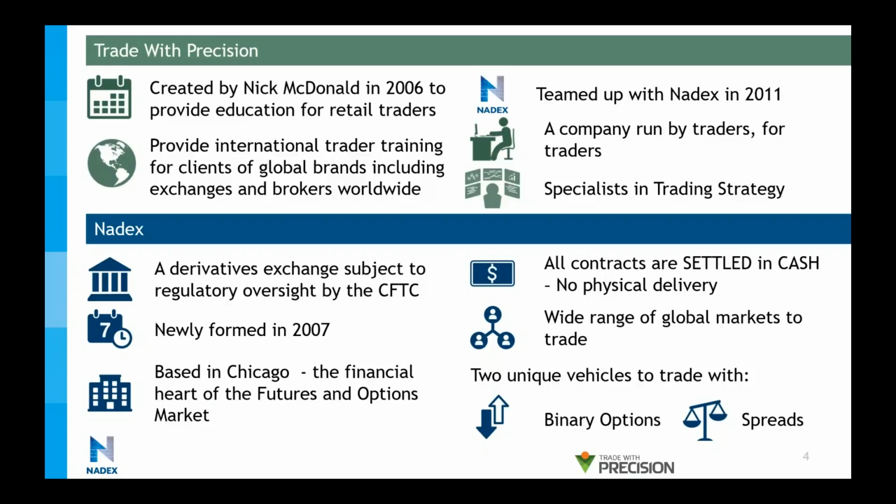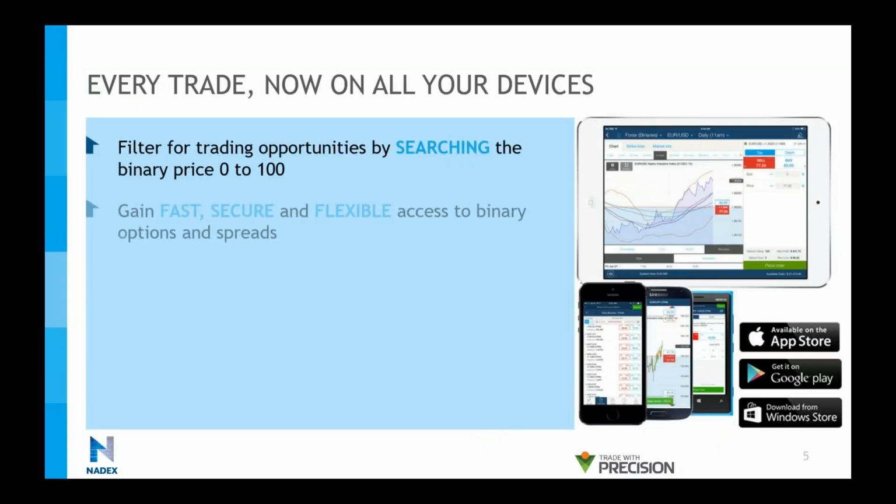There's a wide range of global markets to trade, and the two unique vehicles to trade those markets are binary options, which we want to focus on today, and spreads. We want to get a better understanding of what those binary options actually are. Personally, I think binary options are a little bit easier to understand and to use, but this is really a photo finish. It's really heads up, and spreads by no means are difficult. It's just that I find the concept of those binary options to be a little bit more intuitive. But once you've mastered one of those, the other one pretty much comes easily as well. So today it's all about binary options.